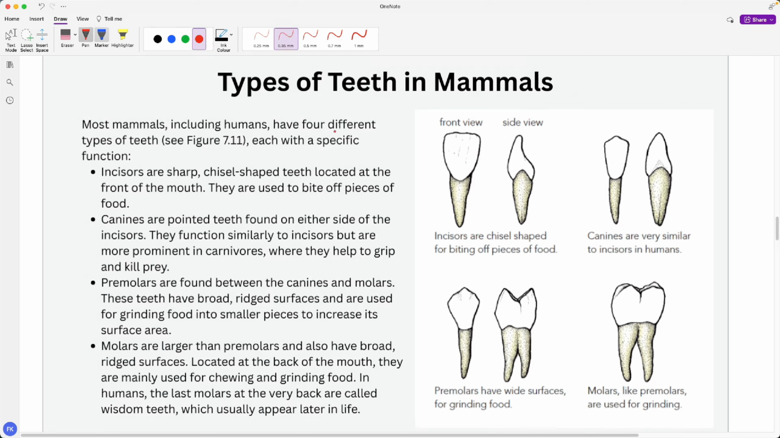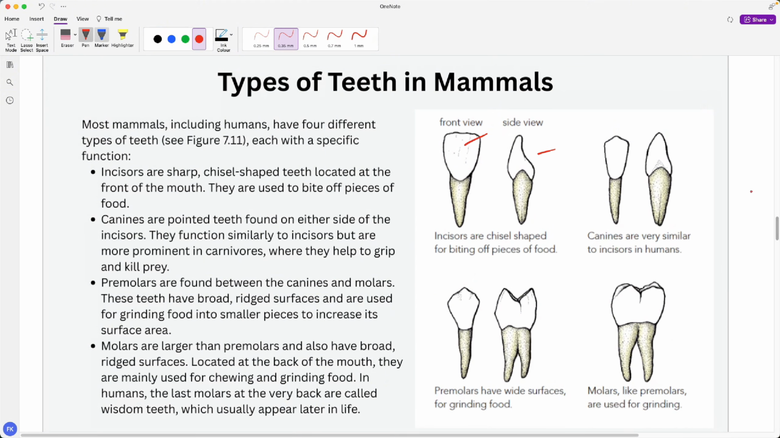Okay. Now we will look at several types of teeth. There are 4 types of teeth found in mammals, particularly in humans. Incisor. As you can see, this is a front view. This is a side view. Incisors are sharp, chisel-shaped teeth located at the front of your mouth. They are used to bite off a piece of food. For example, if you eat an apple, the teeth you bite off with are actually incisors.